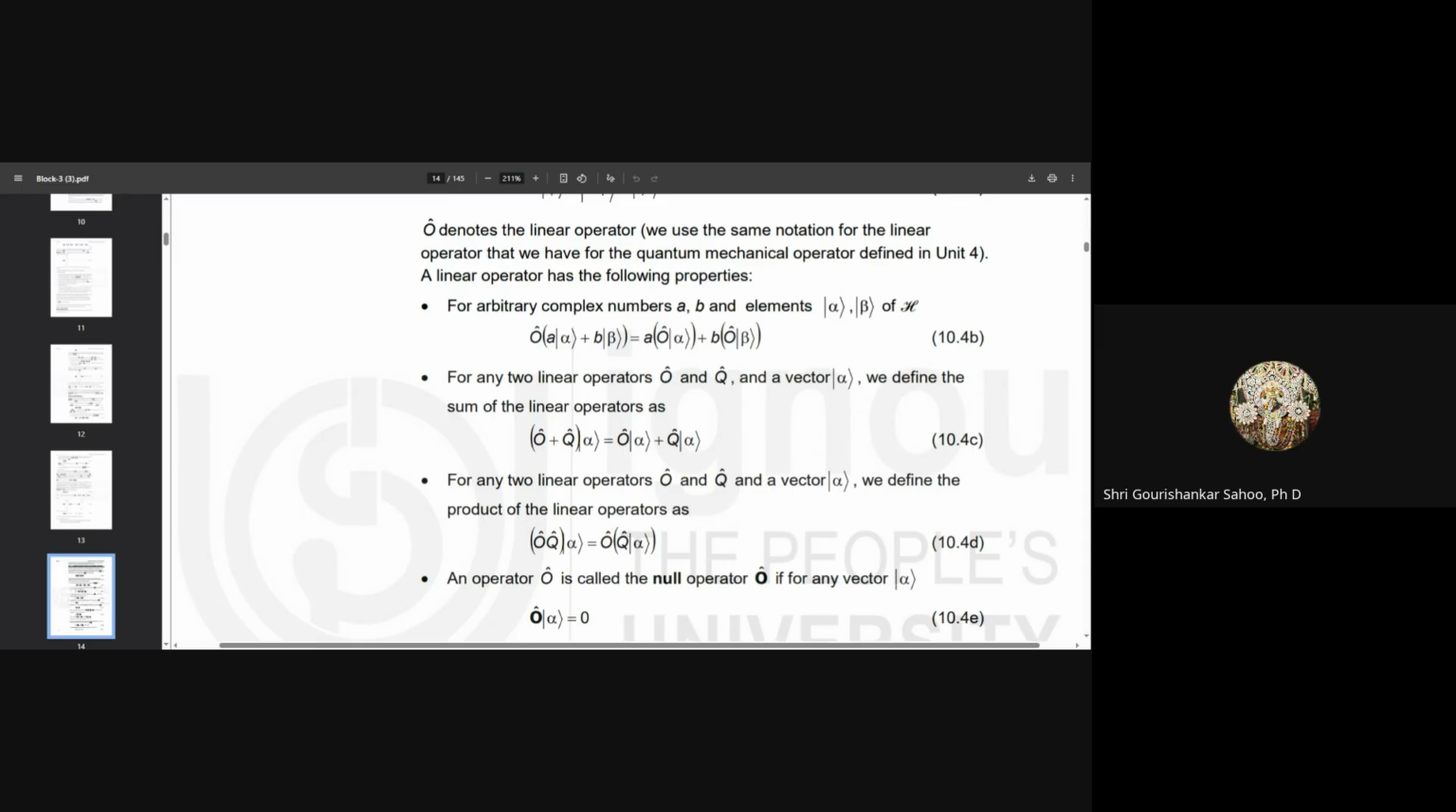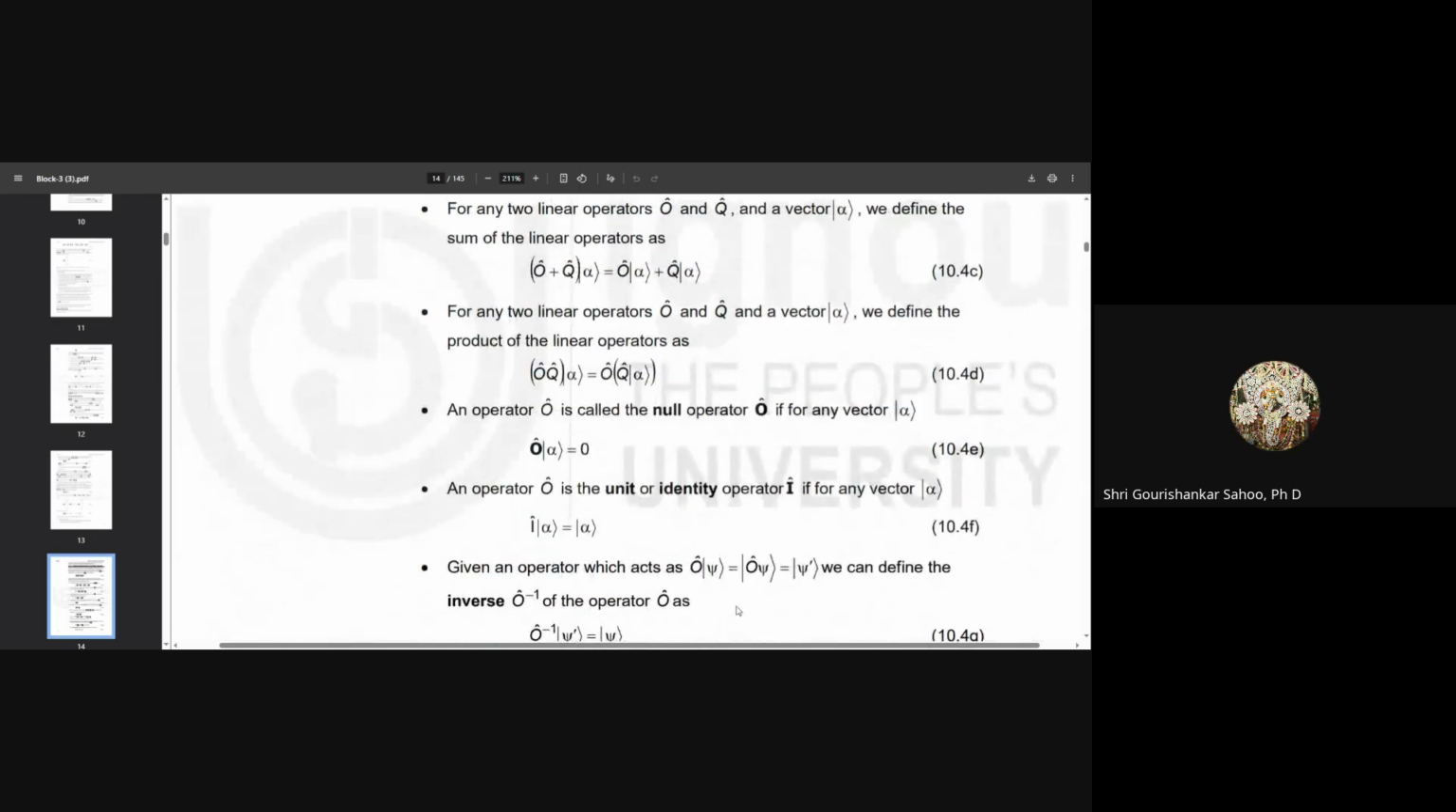So for any two linear operators Q cap and O cap and a vector alpha, we define the sum of linear operators as (O cap plus Q cap) alpha is equal to O cap alpha plus Q cap alpha. And for any two linear operators O cap and Q cap and a vector alpha, we can define the product of the linear operators as O cap Q cap alpha is equal to O cap (Q cap alpha) in vector space notation. An operator O cap can also be a null operator when its value is 0.